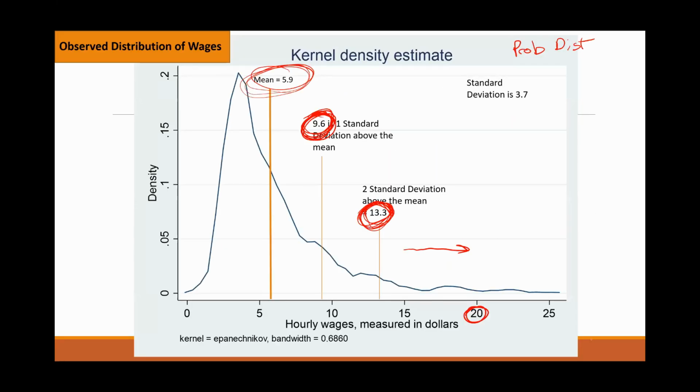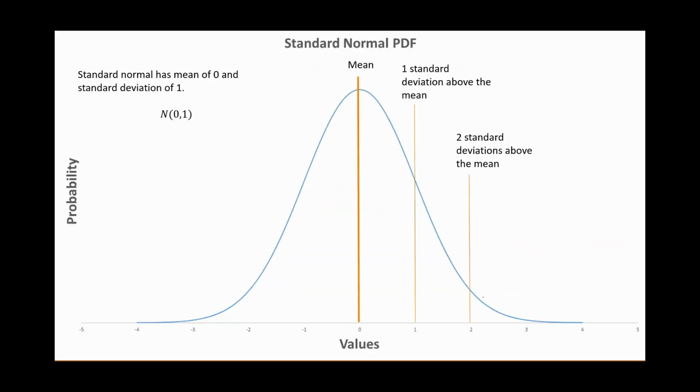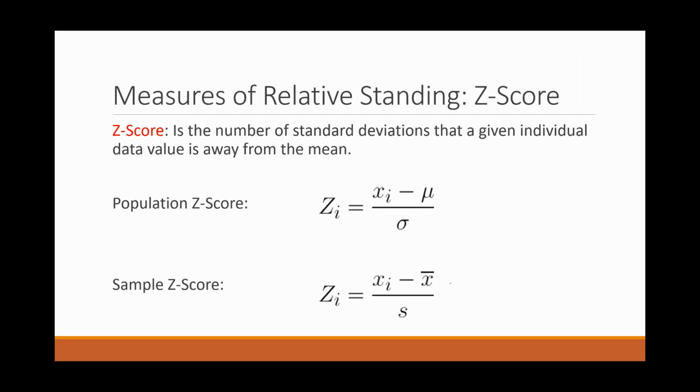This is our empirical probability distribution for the wage variable. And I was alluding to the idea that we might want to know how far away 20 is from the mean in terms of standard deviations. The reason we said that was because the farther away a value is from the mean implies that it's less and less likely to occur. Okay. So what we're going to do now is I'm going to define something called a z-score.